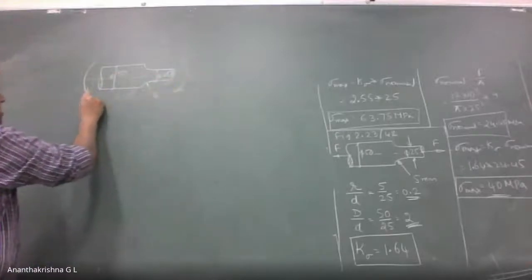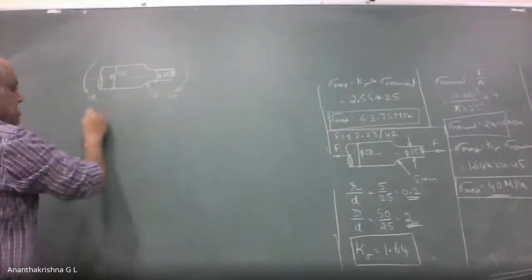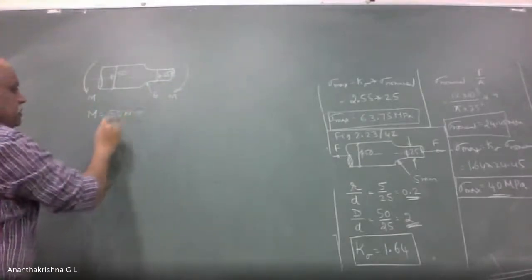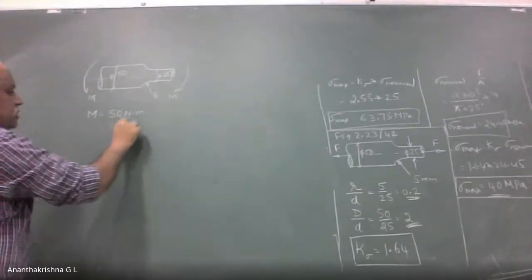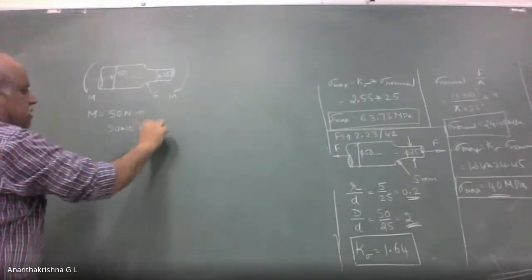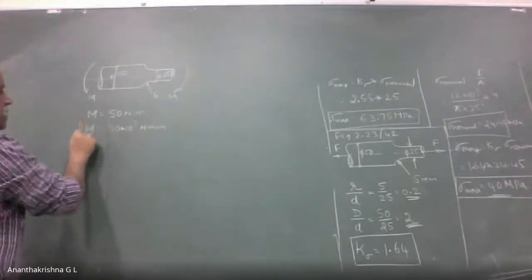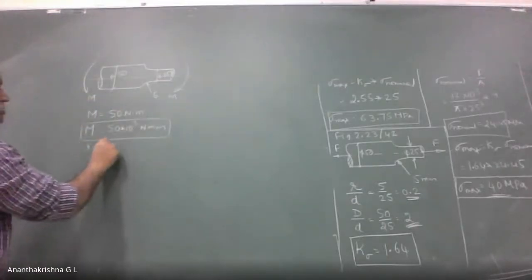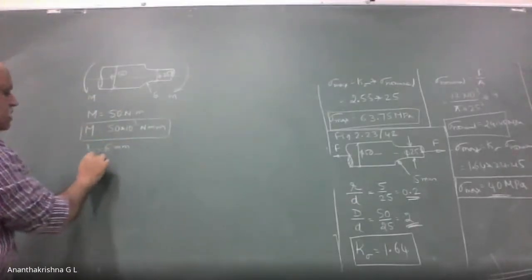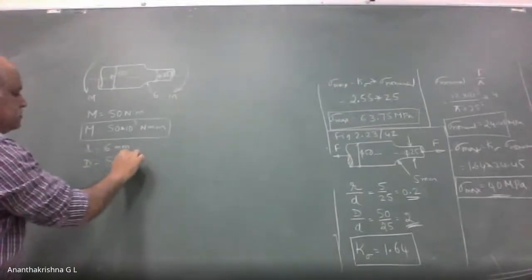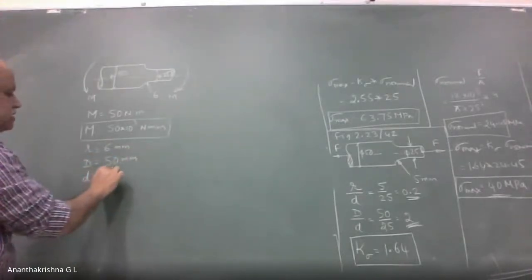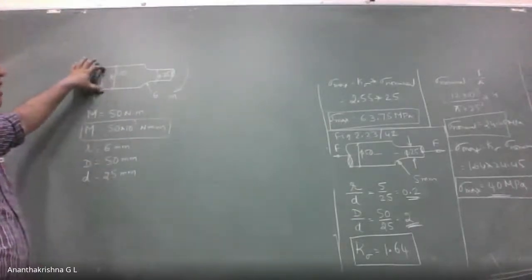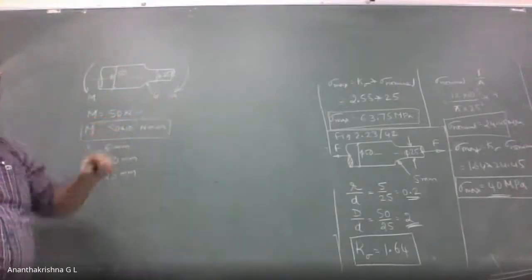What is the bending moment? I say 50 Newton meter, that is 50 into 10 power 3 Newton millimeter. That is the bending moment that this stepped shaft is subjected to. The value of R is equal to 6 mm. Value of capital D is equal to 50 mm. And the value of small d is 25 mm. This is the data given. This is a stepped shaft subjected to bending moment.